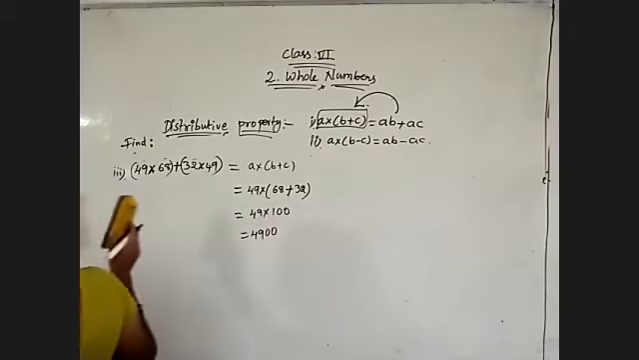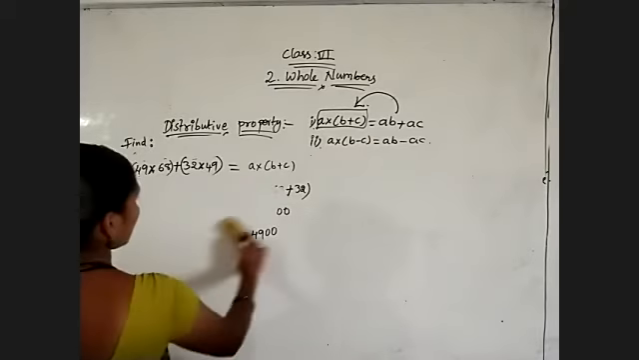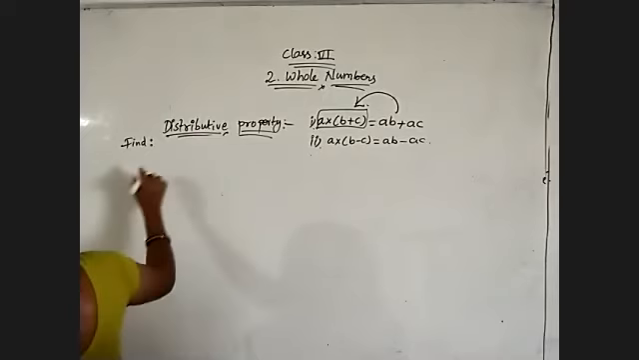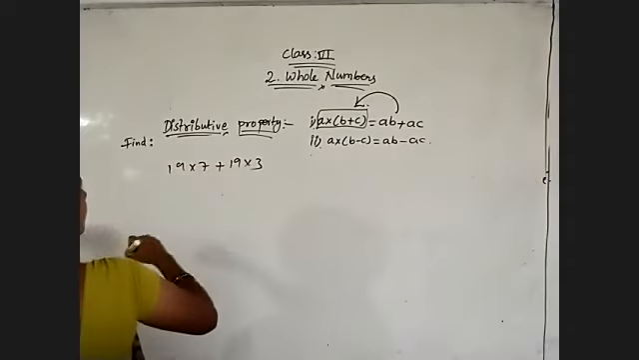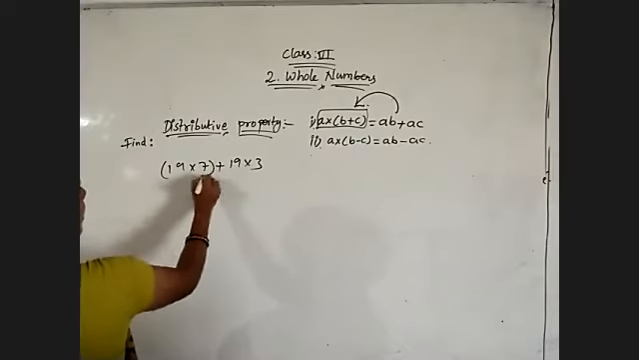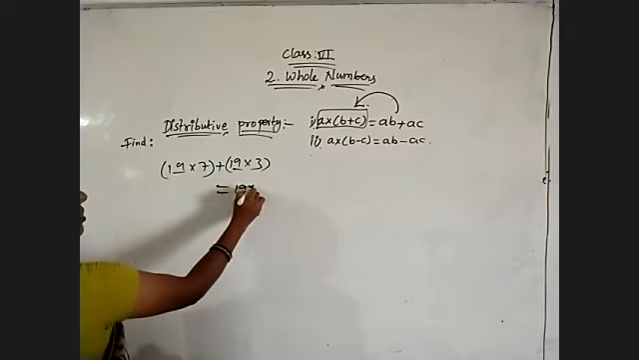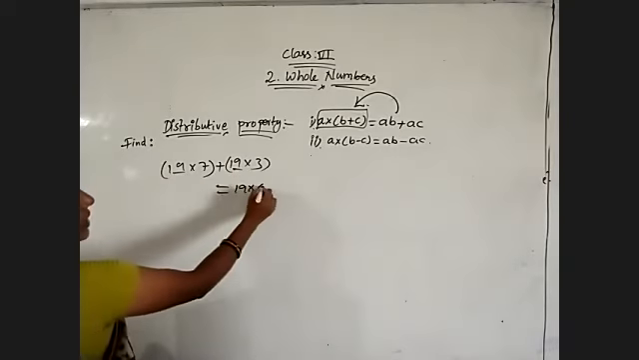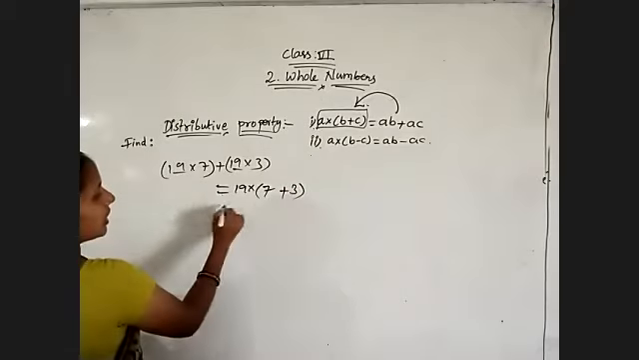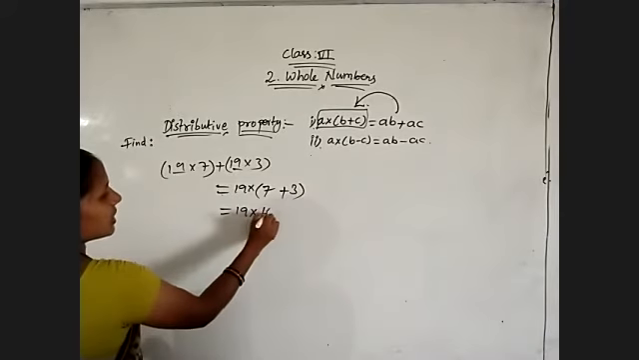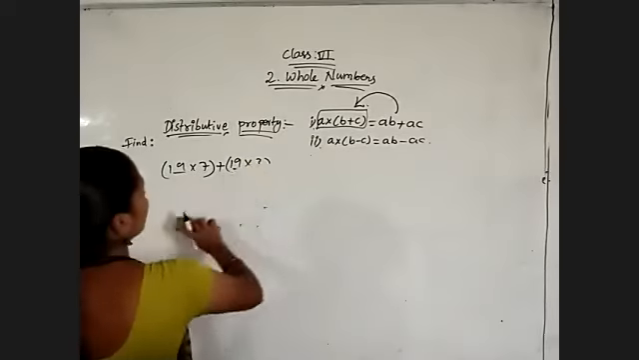And another condition, so one more example I am giving. 19 into 7 plus 19 into 3. So again here, two terms we have. And here 19 is common. So 19 into, I will write outside. What is left? 7. Between them plus we have. What is the left number in the second term? 3. So 19 into 7 plus 3 is 10. So that is 190. Like this we will get.